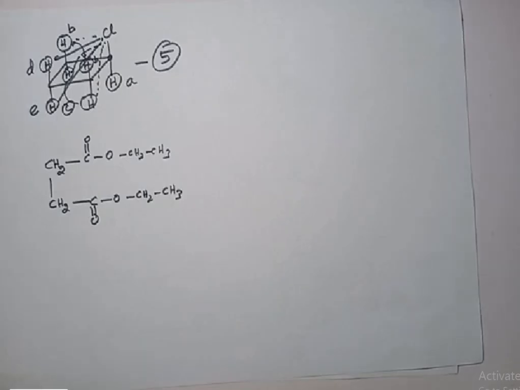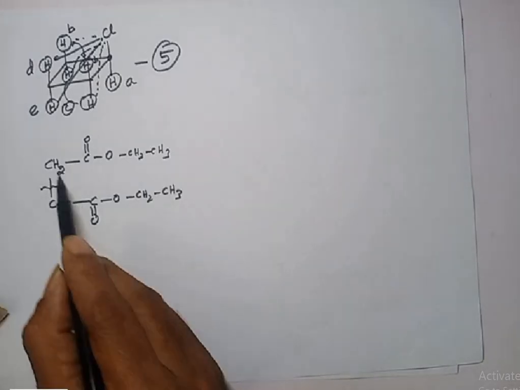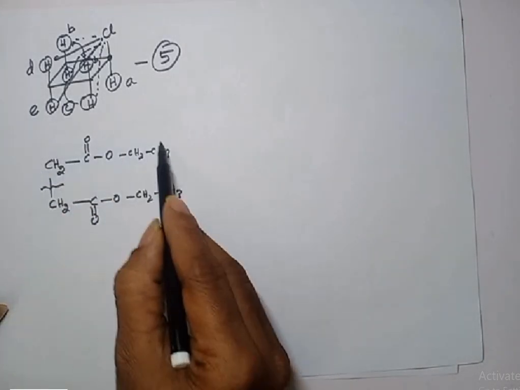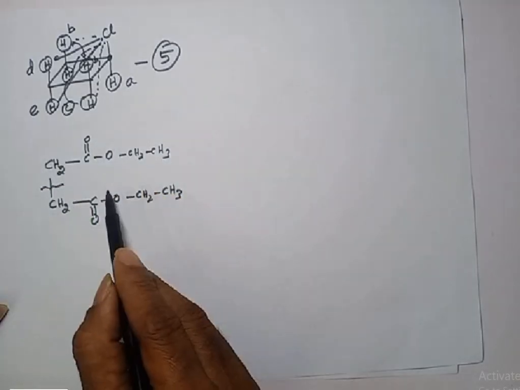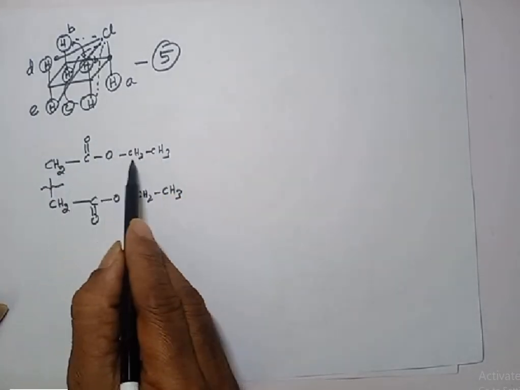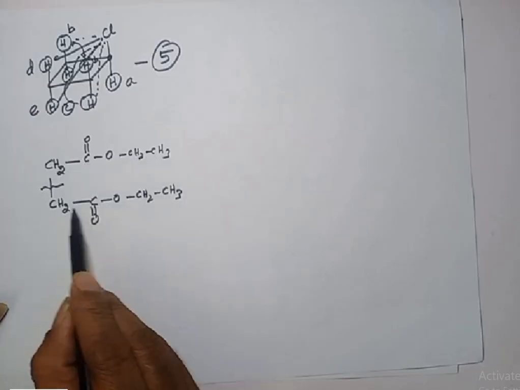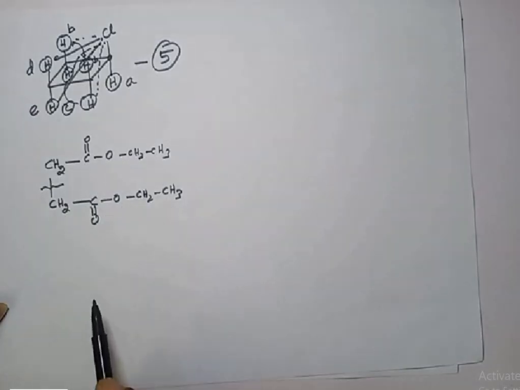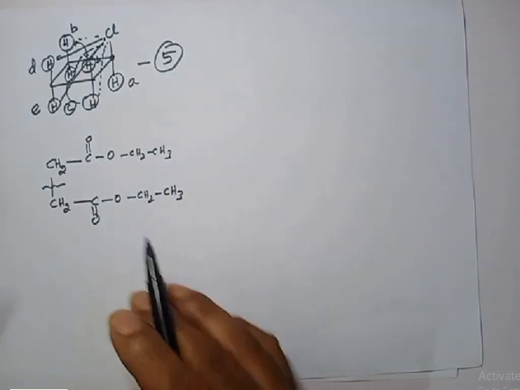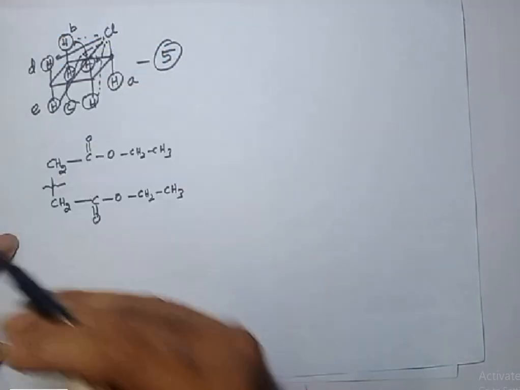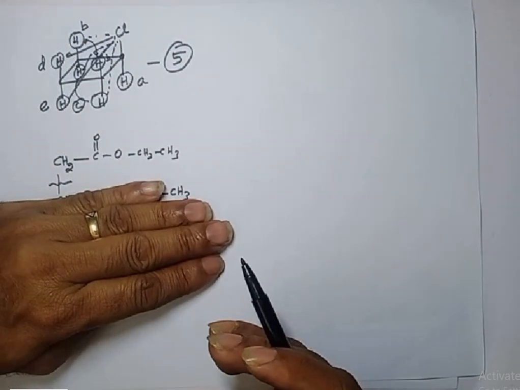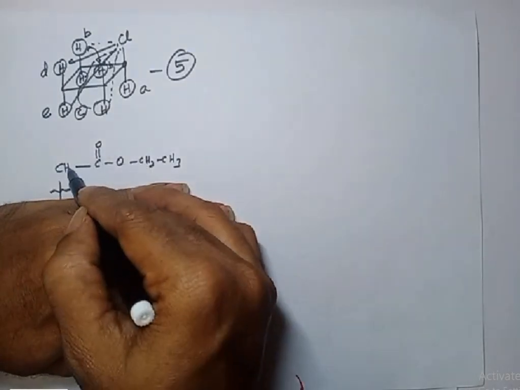Yes, for this compound, how many signals do we get? See, the groups present here and the groups present here are exactly the same: CH2, CO, O, CH2, CH3. Similarly here, CH2, CO, O, CH2, CH3. They are exactly the same. Therefore, this part and this part are equivalent, so you need not consider this. Just consider this one.